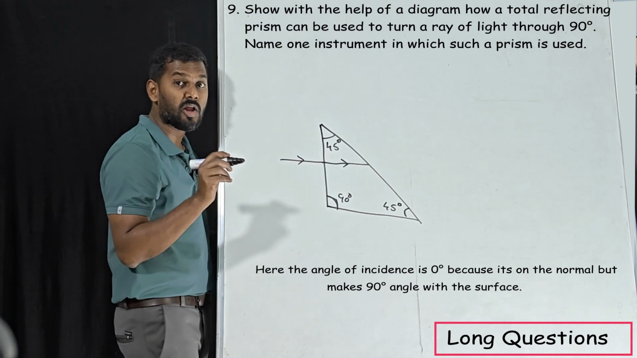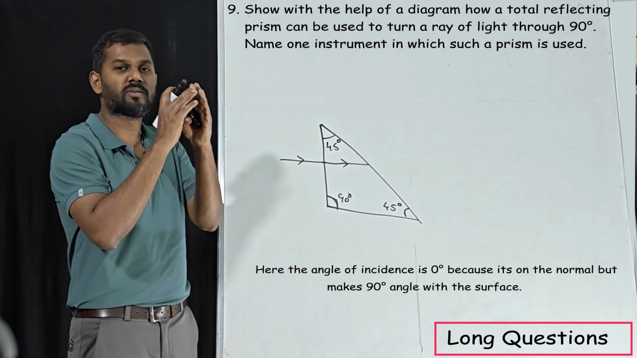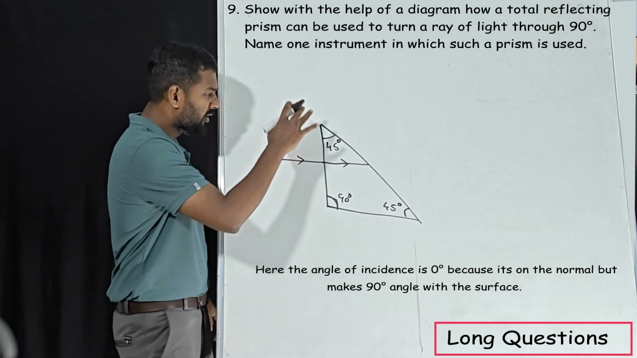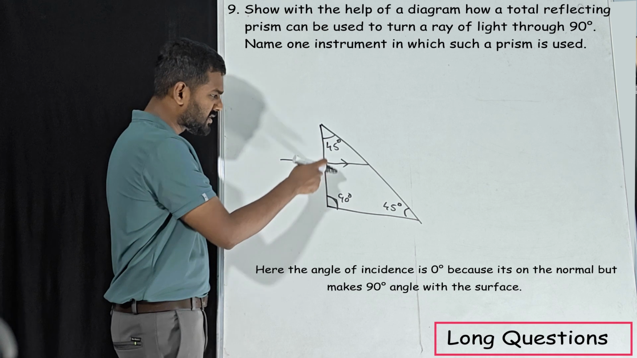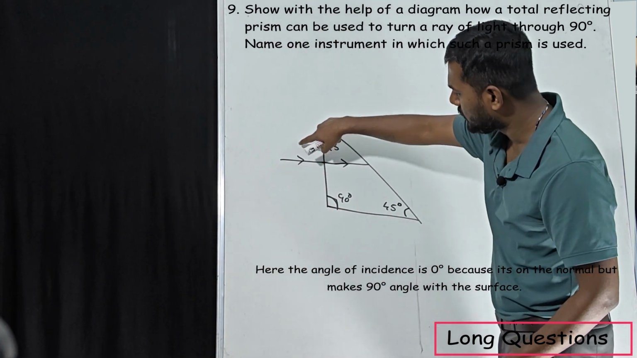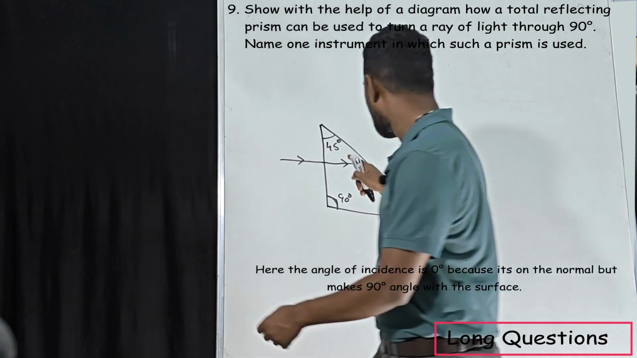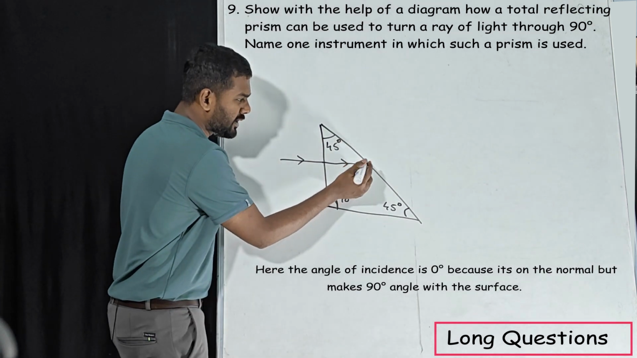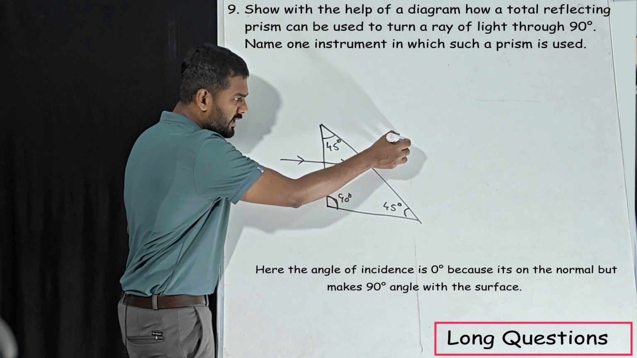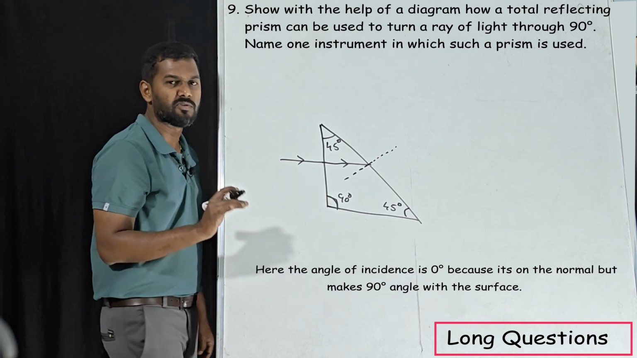Where will be the normal? See, how to draw the normal? If you don't know this, you will not understand anything. To draw the normal, it is very simple. This is the surface, right? Keep the protractor on the surface, with its center at this point, and wherever the 90 degree is showing, draw a straight line like this. That will be the normal.